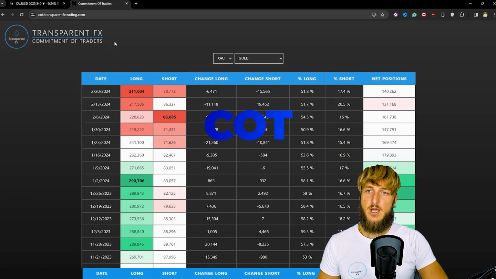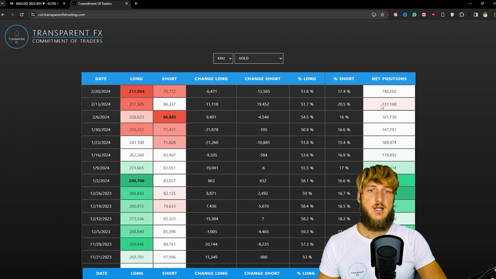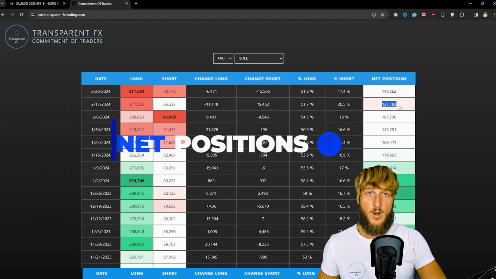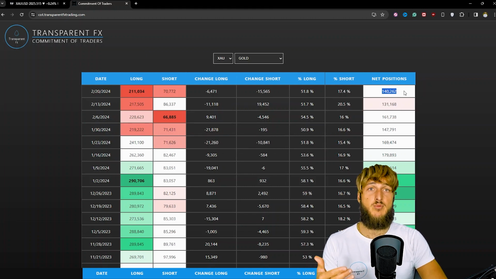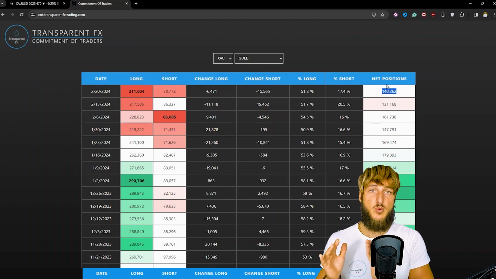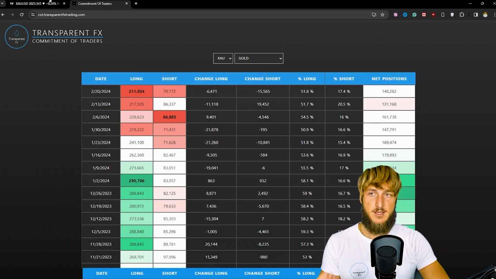Now, if we go and see what we have when it comes to the commitment of traders, so the COT data, so what hedge funds and the big players in the market are doing and how they're moving their orders, and we check the data precisely for gold, what we can see here is that with the very last report, net positions once again started increasing. We went from having 131.1k net positions up to 140.2k net positions. So we have seen an increase of the net positions, showing how institutions once again are starting to move back to the bullish side for gold, therefore making it stronger.